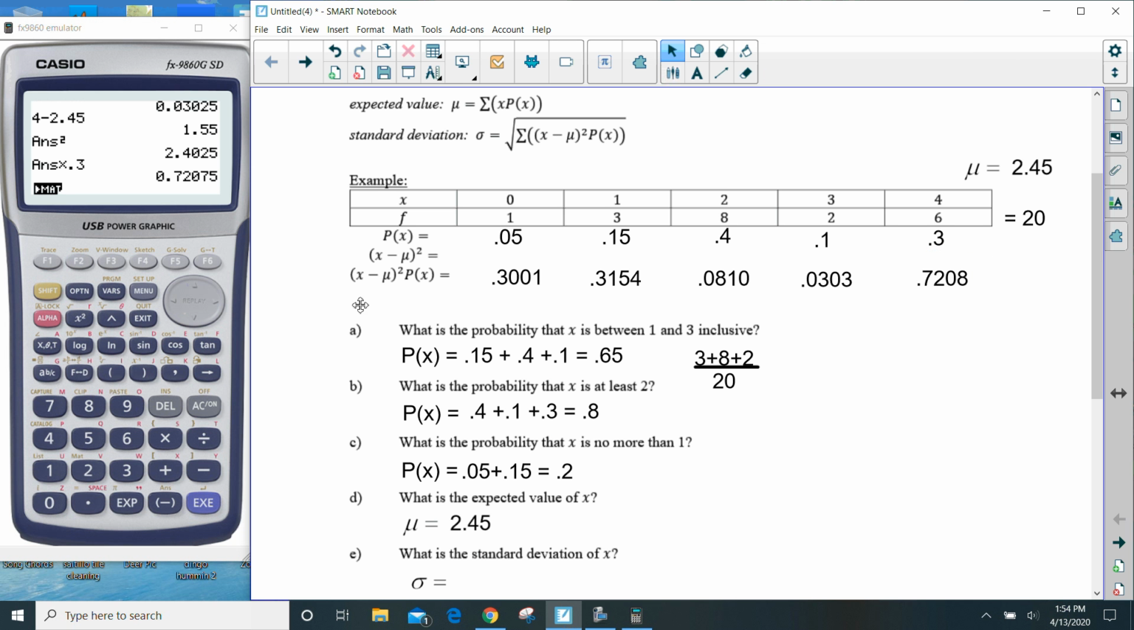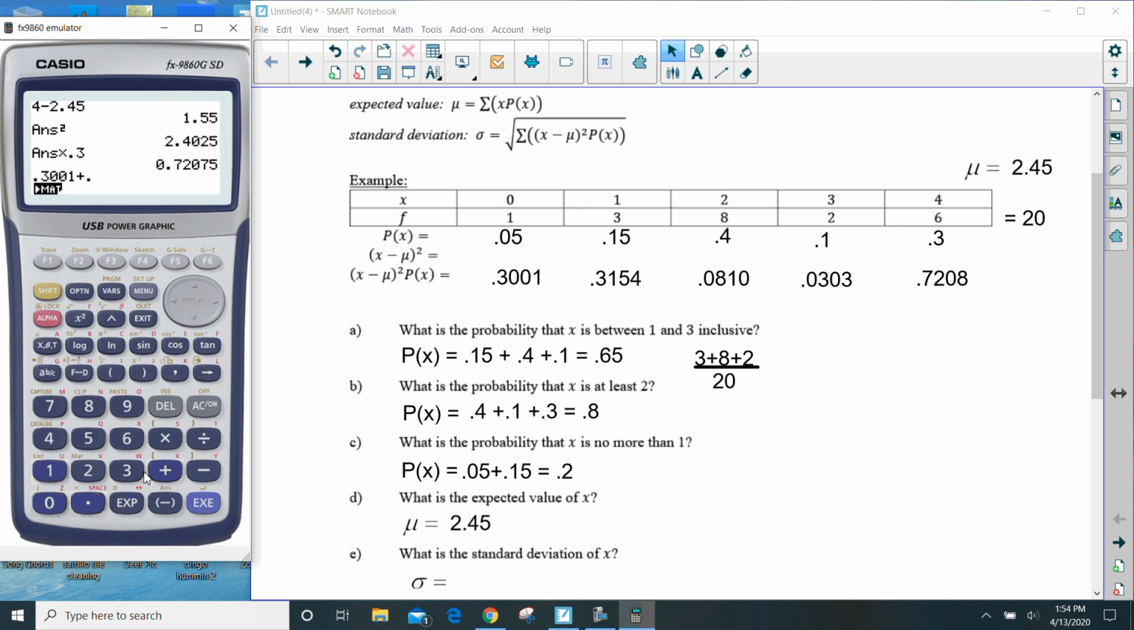All right, so that is the individual. So now what we need to do is sum those. So that'll be 0.3001 plus 0.3154 plus 0.0810 plus 0.0303 plus 0.7208. So I sum them. So that's the sigma squared, and now square root.